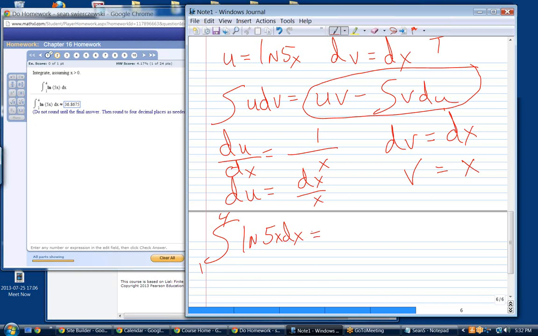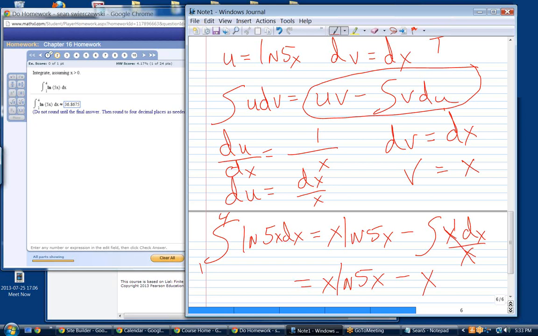So this has got to be equal to u times v. What is u? Natural log 5x. What is v? x. Minus the integral, and this integral is an integral we should be able to do. What is v du? x, dx over x. Yes. What is that integral? That would just be dx. Right? In other words, this is 1. If you took the integral of 1 dx, it's just x.